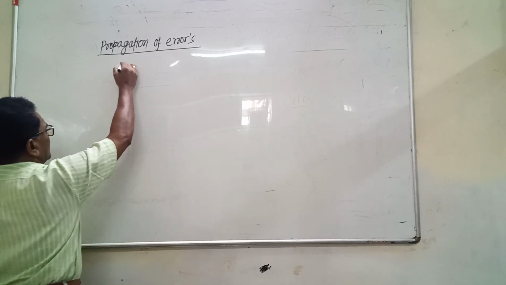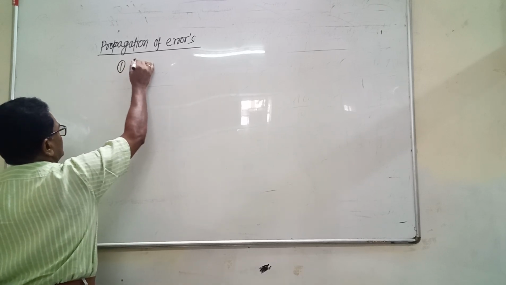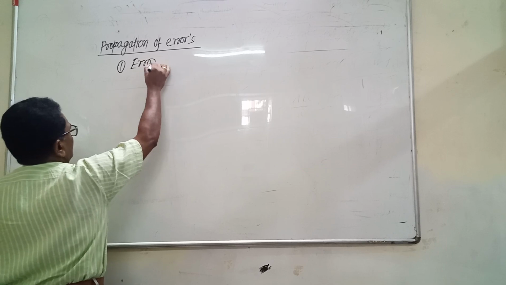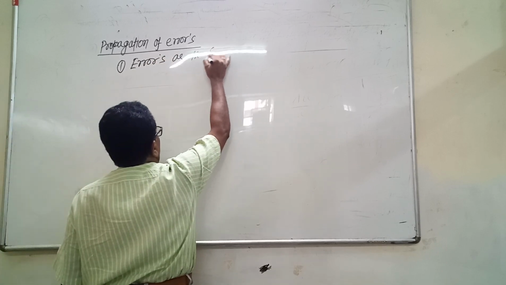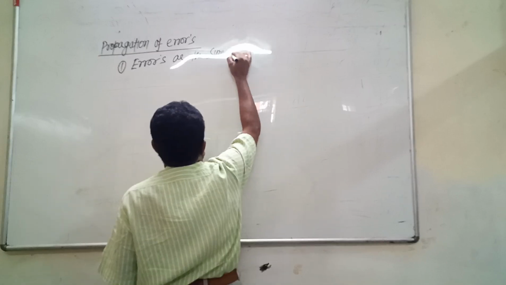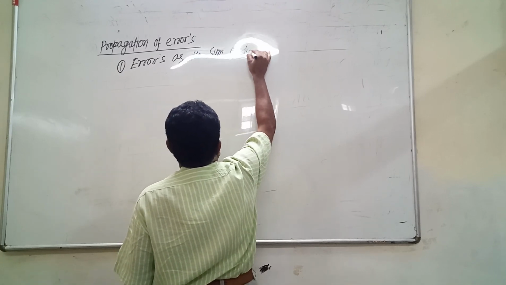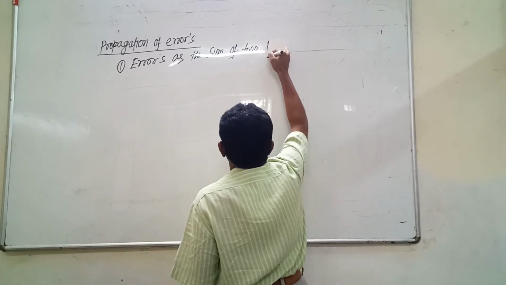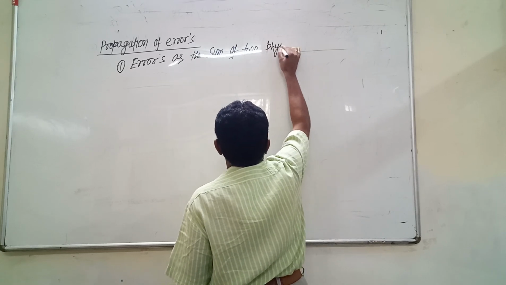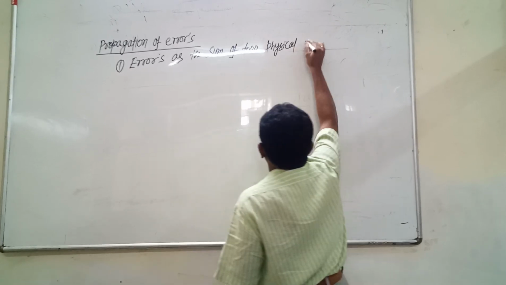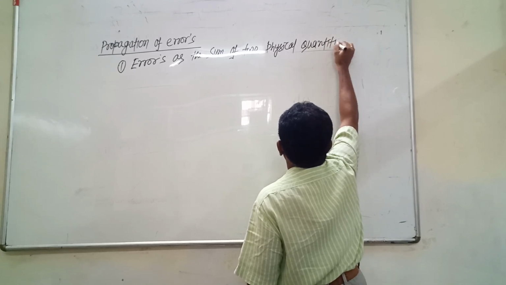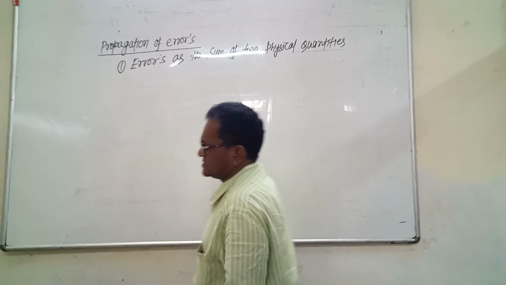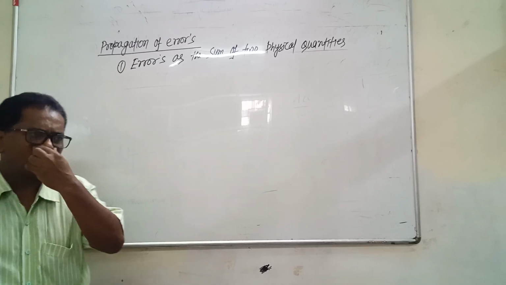First, errors as the sum of two physical quantities. Errors as the sum of two physical quantities.